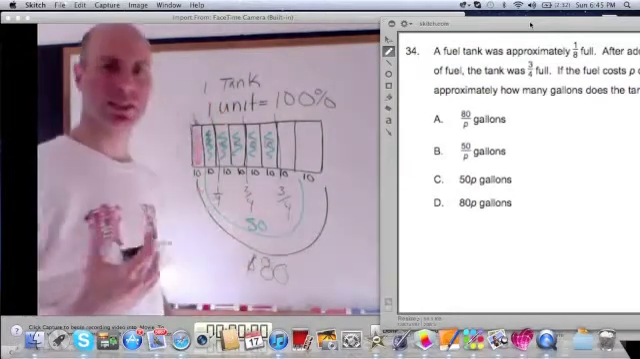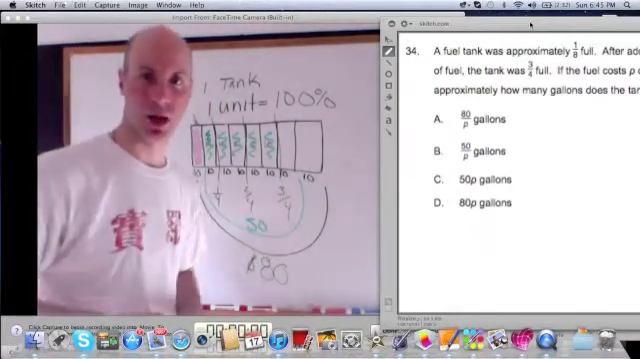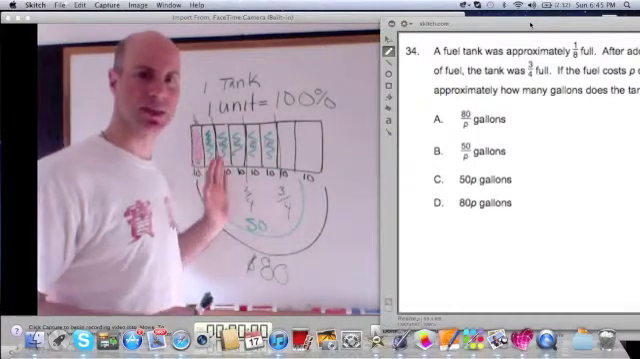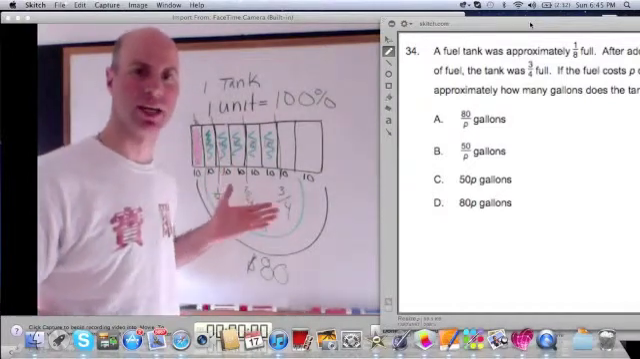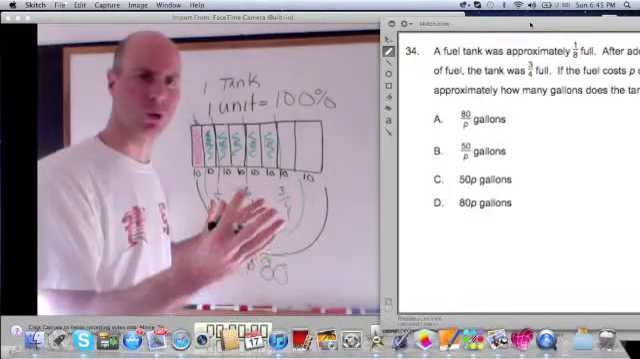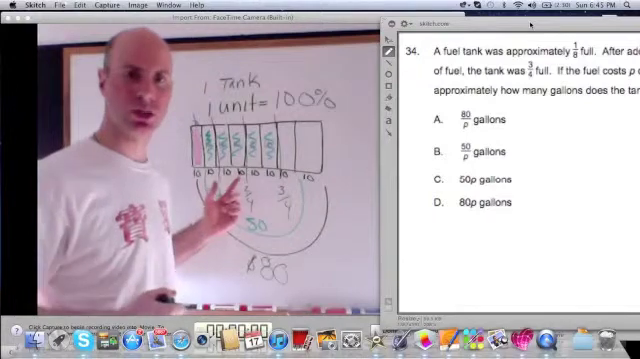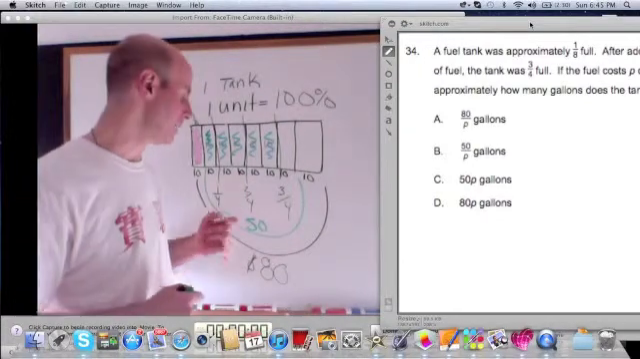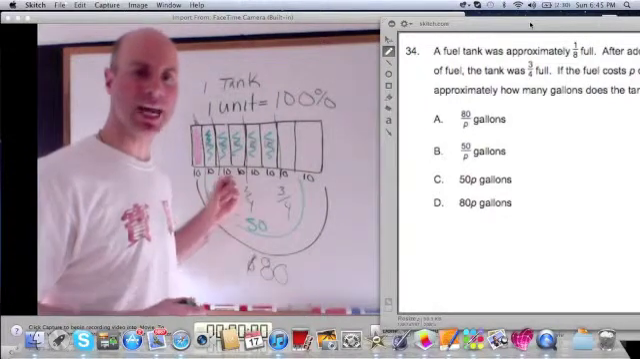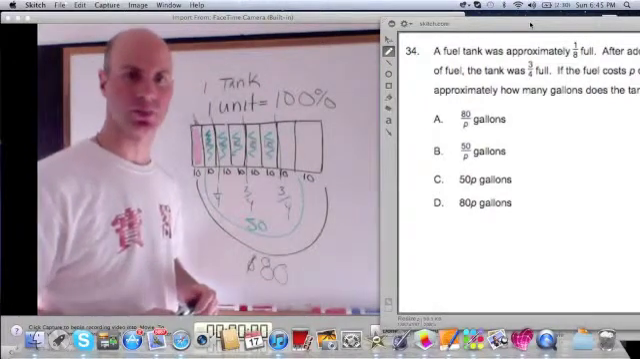Now there's a couple things I've been doing while I've been doing this problem. One, I'm drawing a picture. I use the unit square to help me think about my parts and my wholes, so I have an understanding of what a part of the whole is and what the whole thing is. And right now, this unit square has helped me find out that the whole tank costs $80 and each eighth of the tank costs $10.